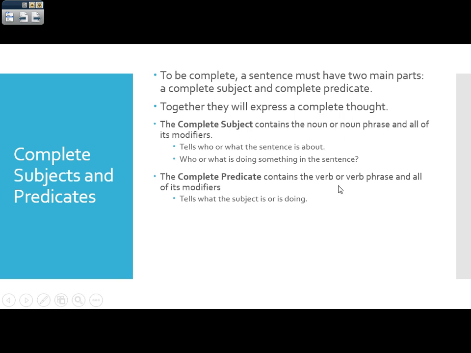The complete predicate is the verb or the action portion of the sentence. It's the verb or verb phrase and all of its modifiers. So it tells what the subject is doing. So the subject's going to tell you who or what the sentence is about or who is doing something. And then the predicate's going to tell you what the subject is doing.